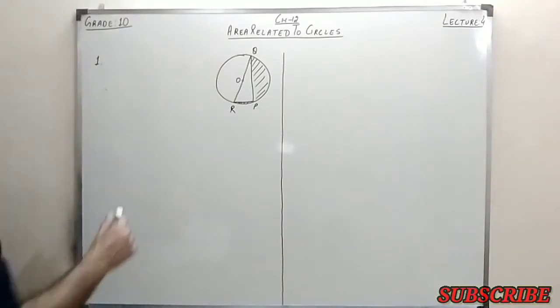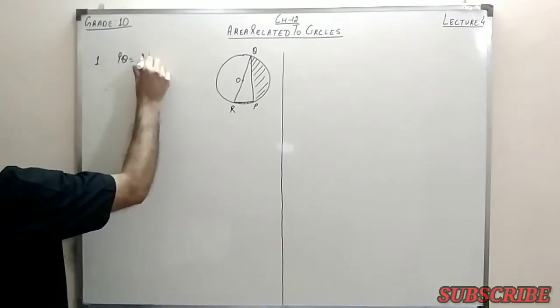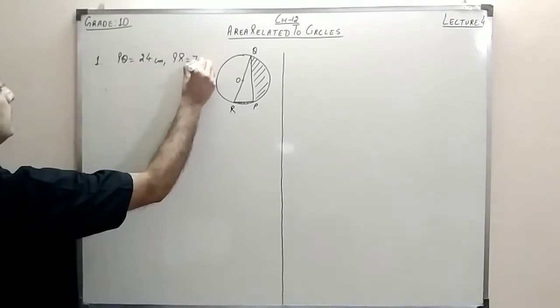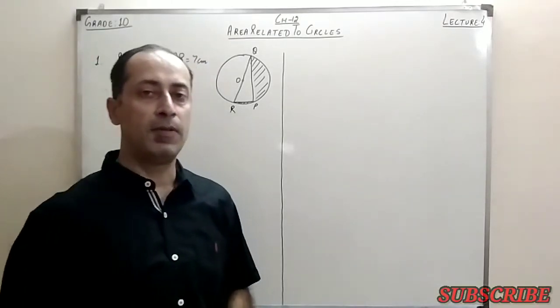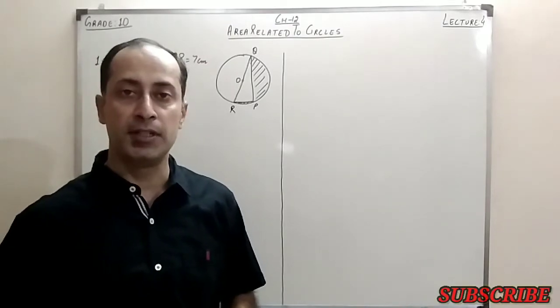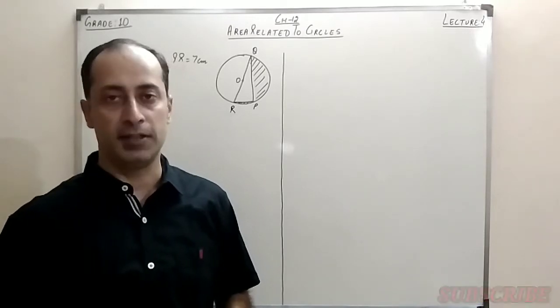So, what is given in the question to us? It is given that PQ is equal to 24 centimeter. PR is equal to 7 centimeter. Now to find the area of a semicircle, what is required? Obviously the formula is 1 by 2 pi r square. So the radius would be required. It means our first step is to find the radius.